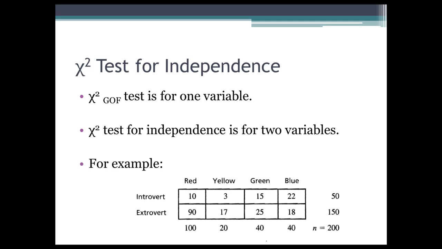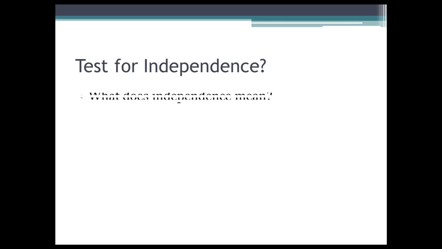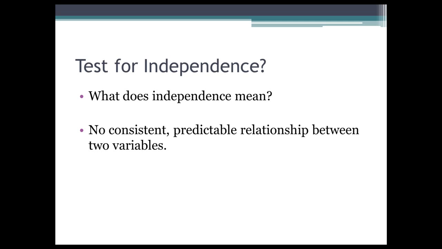So for example, we can look at this one, the association between color choice and whether or not you're an introvert or extrovert. Identify yourself as either. So saying, well, maybe extroverts are more likely to pick red, which kind of looks that way from the data, just visually looking at it. My ocular inspection. So test for independence. So what does independence mean? It means that there's no consistent or predictable relationship between the two variables. So that would be your null. That there's no consistent, predictable relationship between these two nominal or ordinal variables.